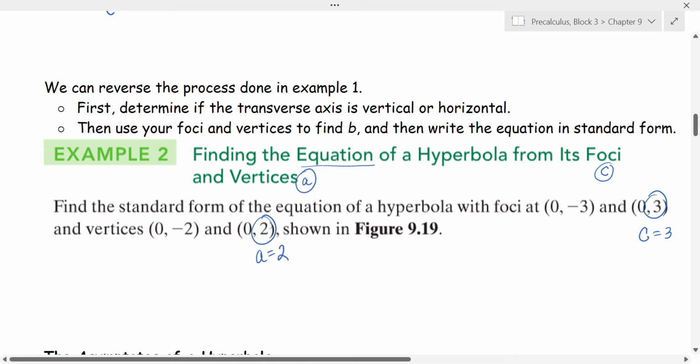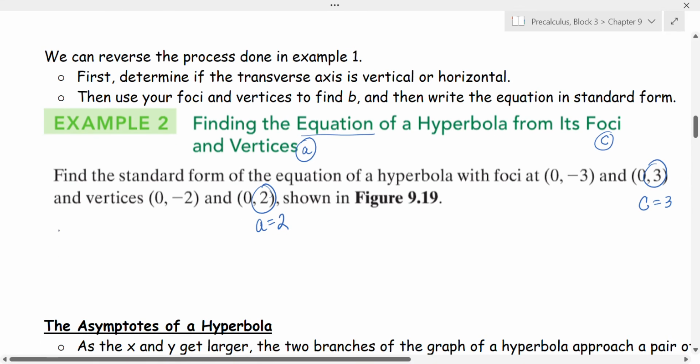So the first thing you want to do is solve for b. Copy down our equation for figuring out a's, b's, and c's and how they're related. a squared plus b squared equals c squared for a hyperbola. So 9 equals 4 plus b squared. And so b squared equals 5. And we're going to leave b squared just like that because we need b squared in the equation.